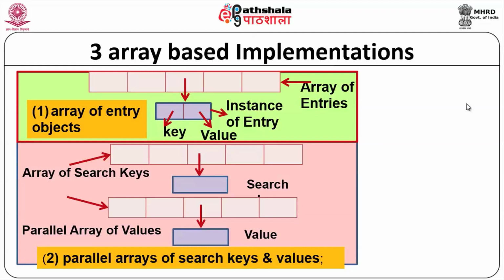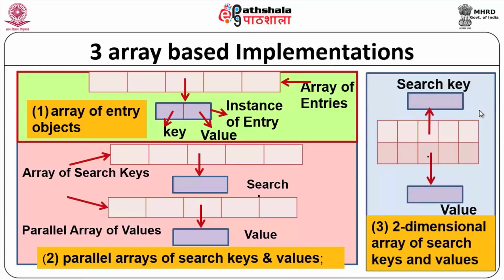The other one is parallel arrays. You have parallel arrays of search keys and values, so the first is the array of search keys and the next is the parallel array of values, and these two are treated separately. So, you have to search for the value appropriately. The search keys and values are stored in 2 different arrays, whereas the first way uses an object.